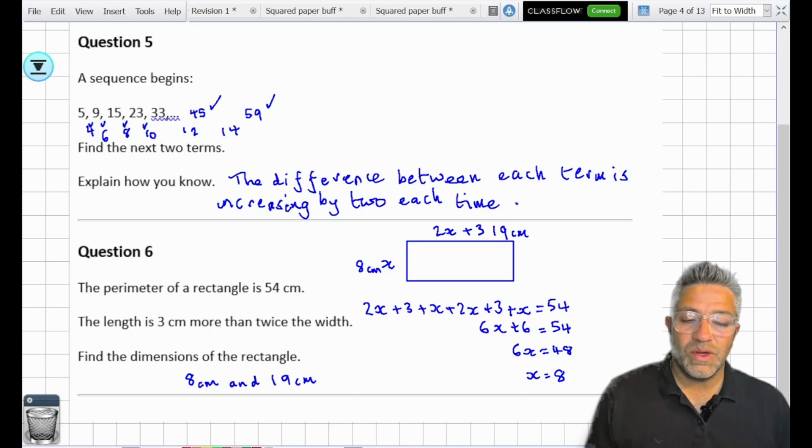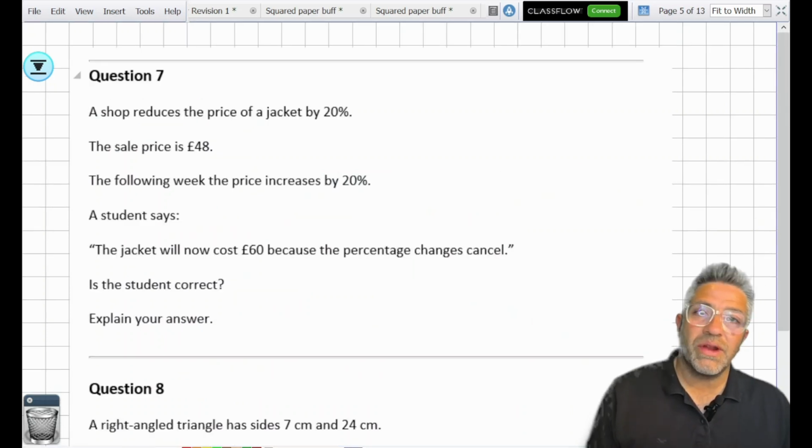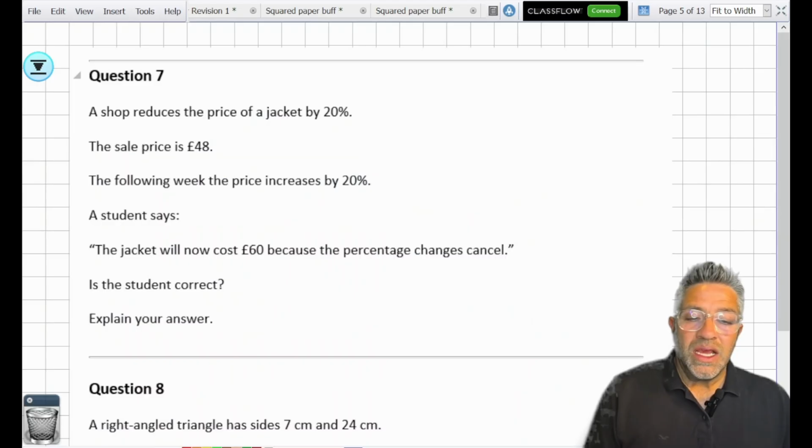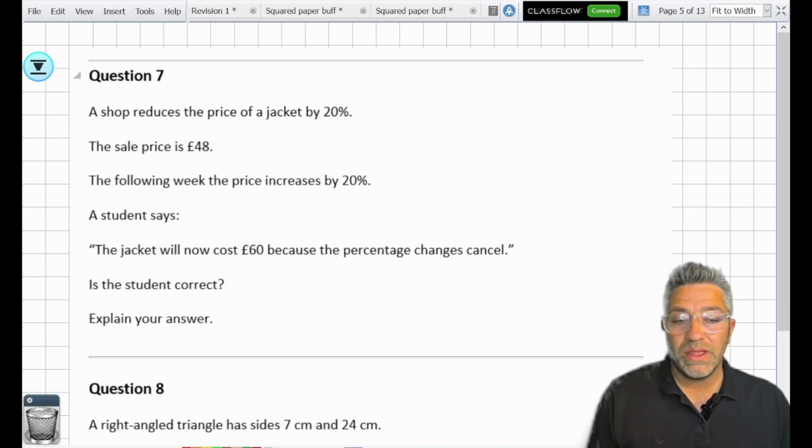So let's have a look at questions 7 and 8. We're still on the grade 8 topics. A shop reduces the price of a jacket by 20%. The sale price is £48. The following week, the price increases by 20%. A student says the jacket will now cost £60 because the percentage change is cancelled. Is the student correct? Well, let's simply do it.